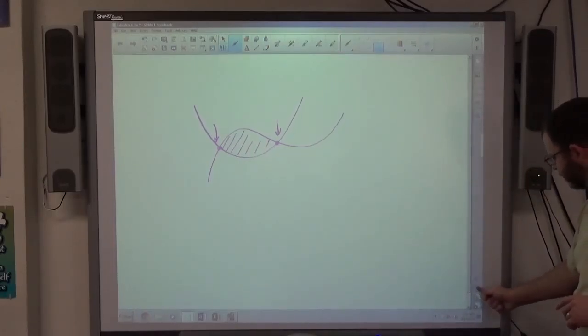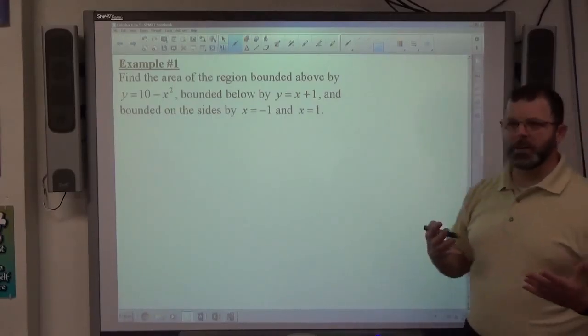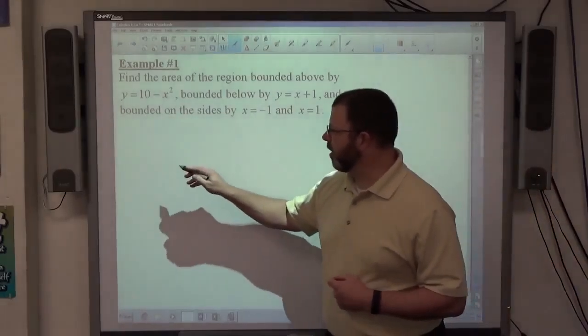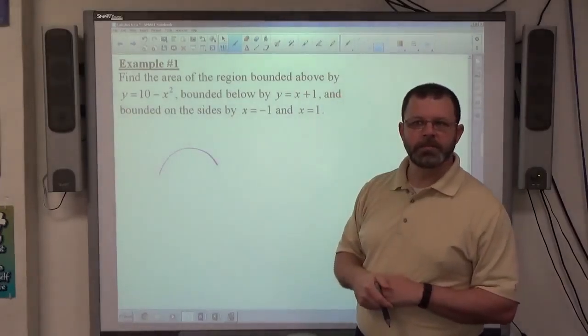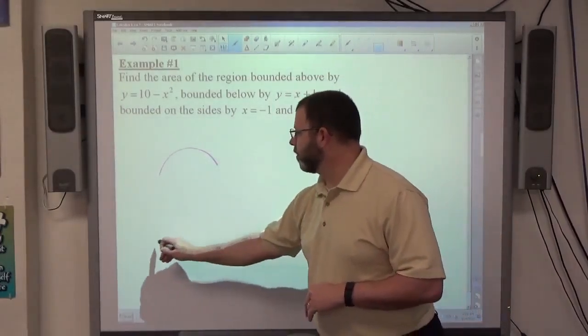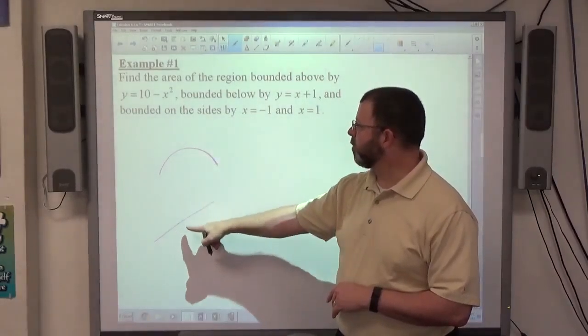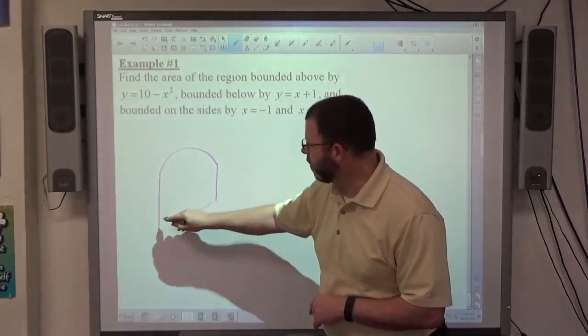So, example 1: find the area of the region bounded above by 10 minus x squared, bounded below by x plus 1, and bounded on the sides by x equals negative 1 and x equals 1. So the word bounded is going to be used quite often. If you have a region, just to give you an idea, y equals 10 minus x squared looks like that. It's a parabola. y equals x plus 1 looks like that. It's a line. Bounded above by 10 minus x squared, bounded below by x plus 1, bounded on the sides by x equals negative 1, x equals positive 1.